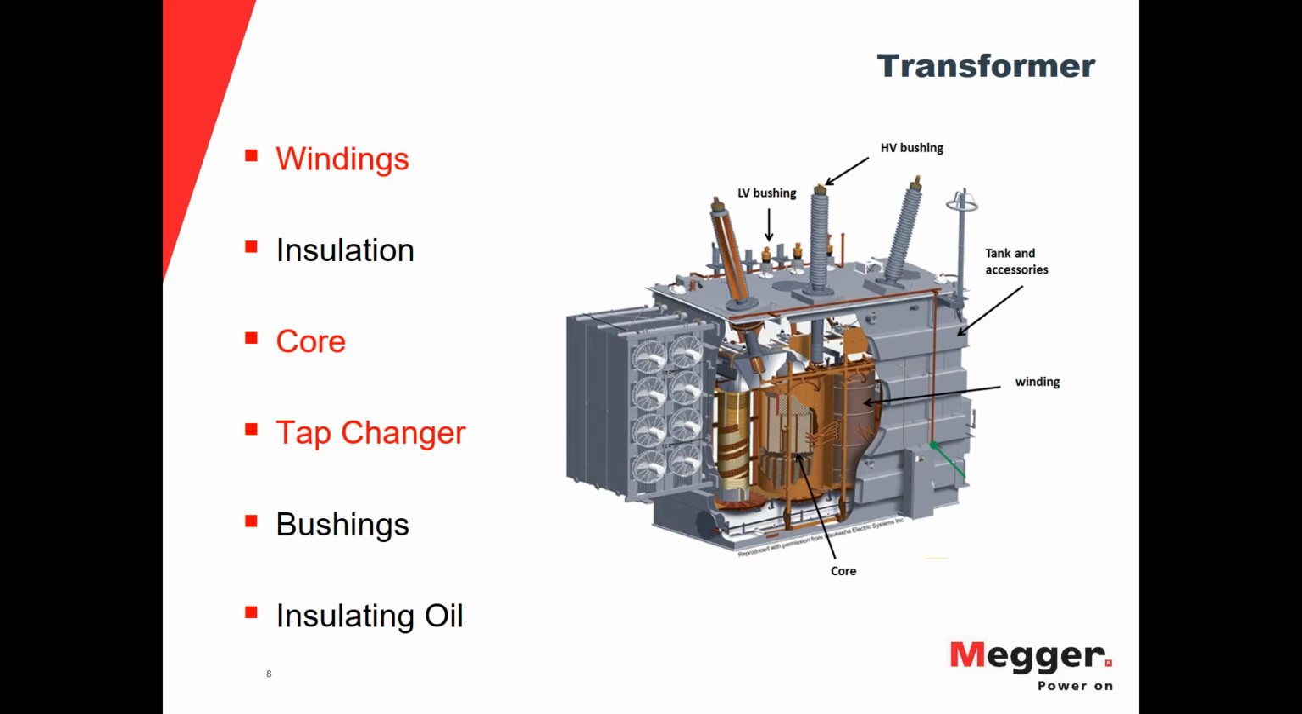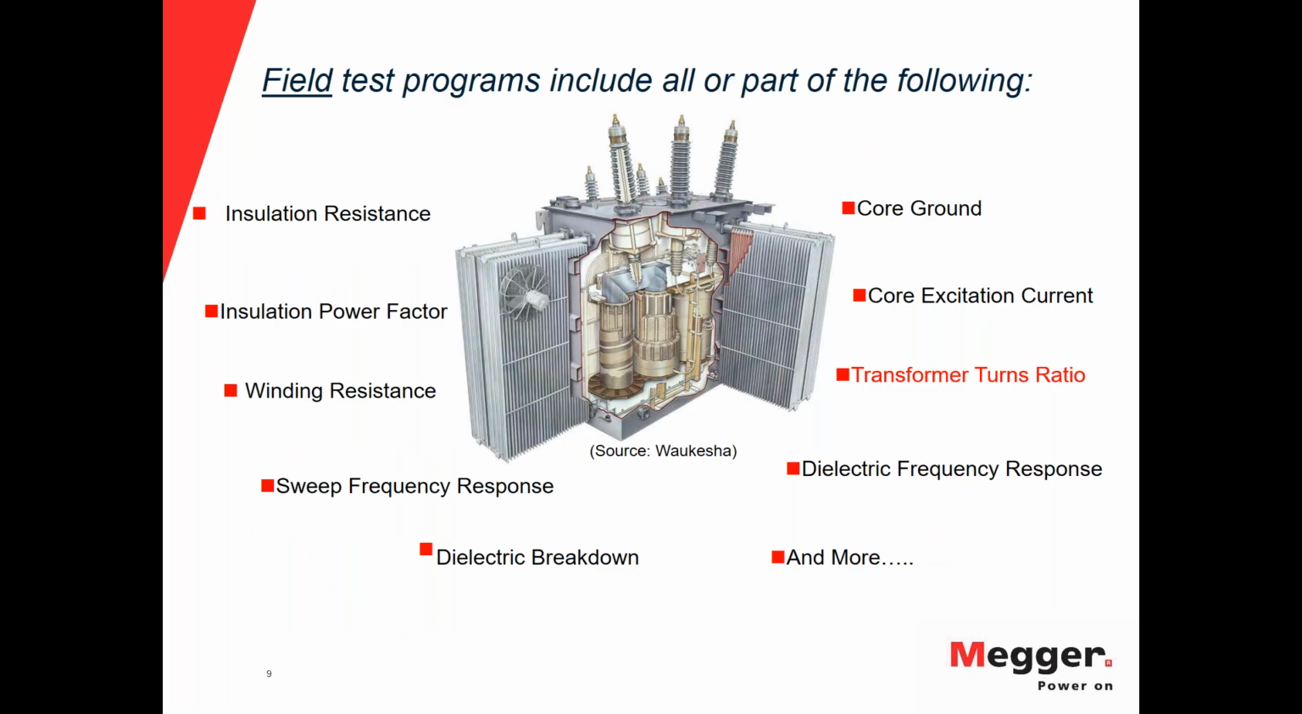What we want to look at here is the windings as well as the core and the tap changer. We can do that with the TTR test, and we'll go into that in a little bit more detail. We also want to talk about the other types of tests that you can do on a transformer outside of TTR, everything from insulation resistance to power factor to winding resistance. Again, though, for this presentation, we're going to focus on transformer turns ratio.